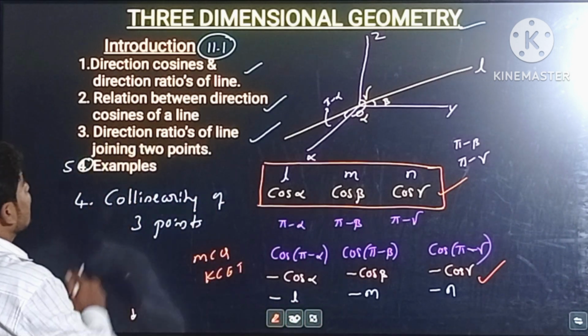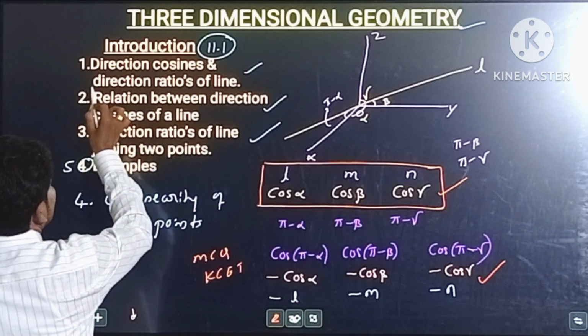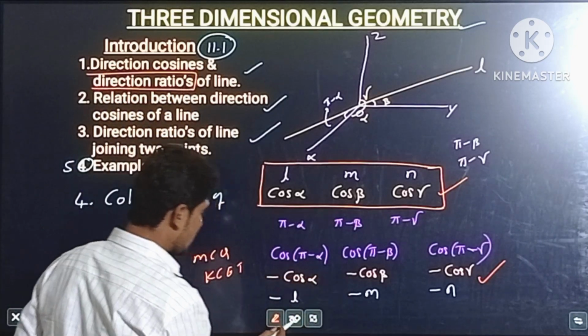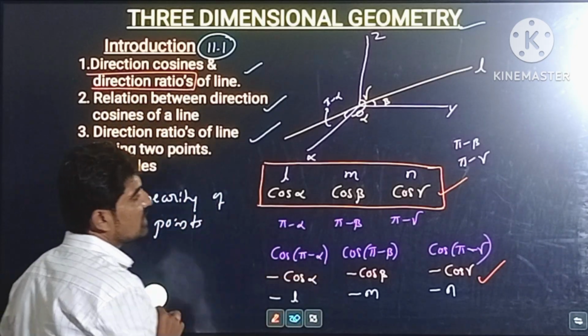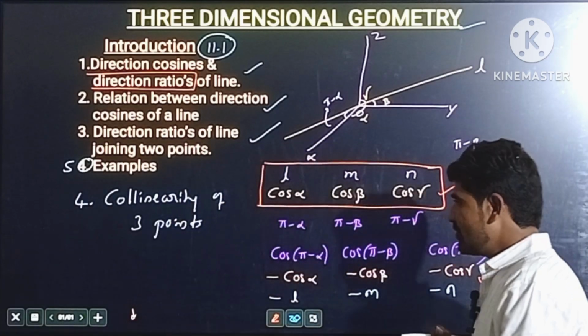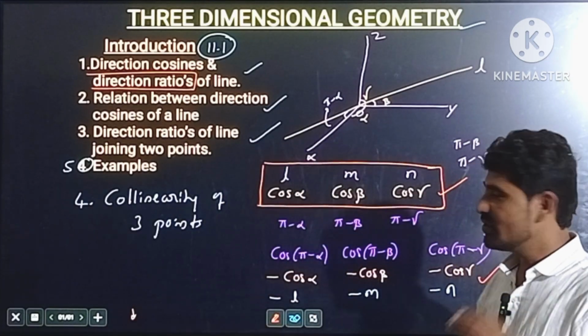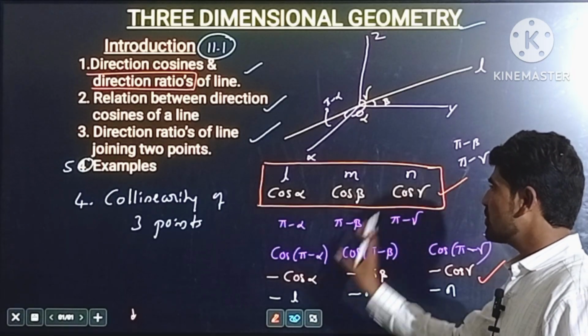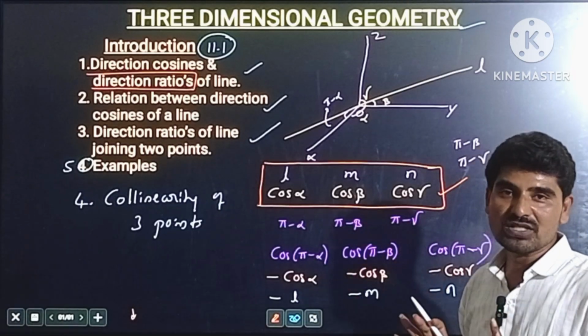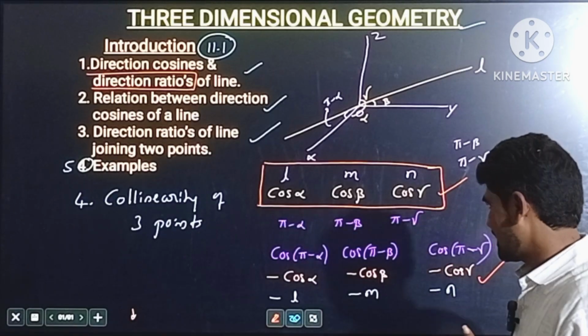And see here, one more thing I need to concentrate on here: direction ratios. So what I discussed now was the direction cosines of a line. And the next thing is direction ratios of a line. See here, as you know, direction ratios means the numbers which are proportional to these direction cosines.